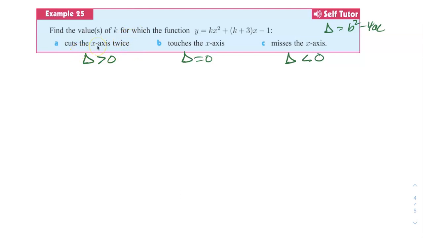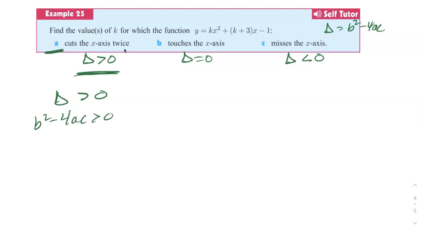So we're just going to do the first one because it's all the same after that. We want to find out when this cuts the x-axis twice. So let's just use the discriminant. We have the formula right here. The discriminant should be greater than 0. The discriminant is b squared minus 4ac, and I know that should be greater than 0.